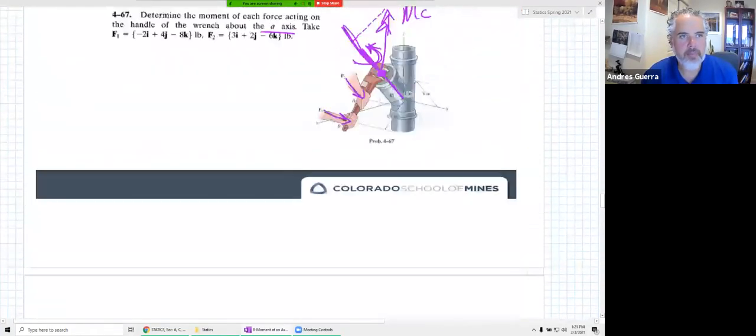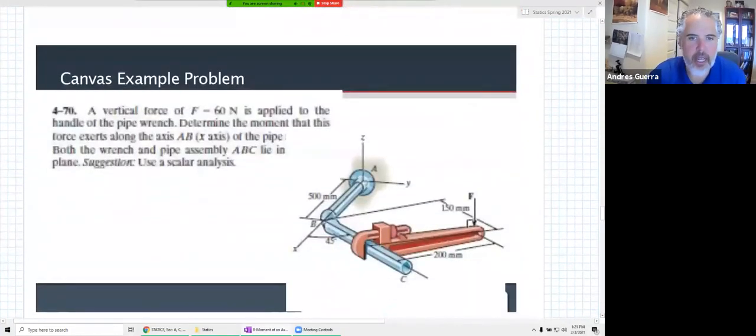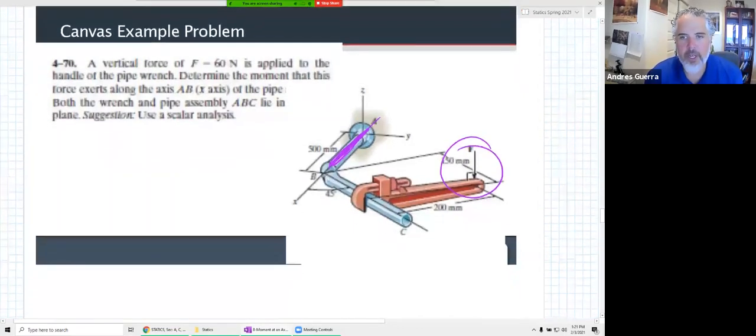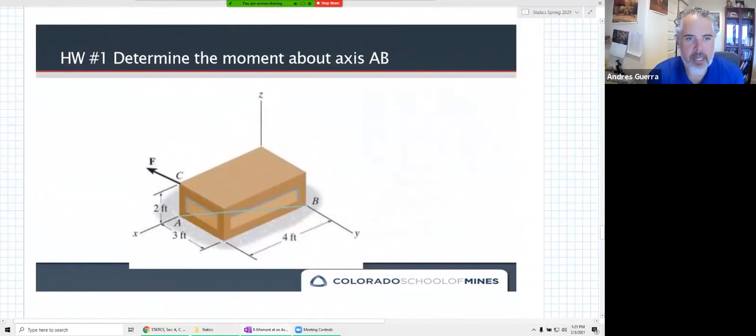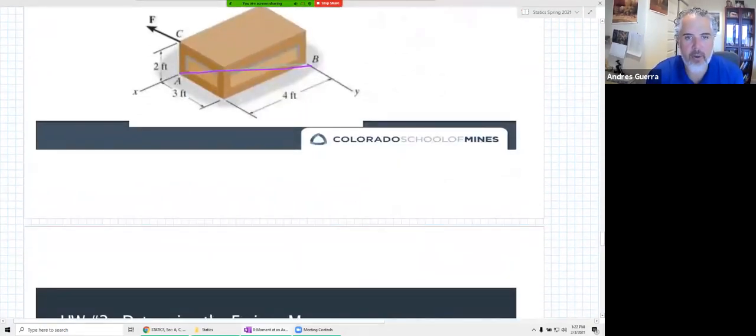Here's a Canvas example. Here's another Canvas example. This one is really similar to the homework question, where we're asked to find, given a force that's applied out here, how much moment we are getting along this axis over here. How much of that is exerting a moment along that? And then in this one, we're asked to find the moment about the axis from A to B. So how much moment do we get along that axis down there? That's for our homework problem.